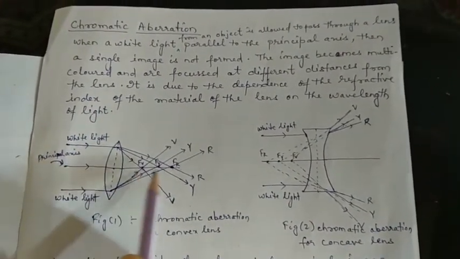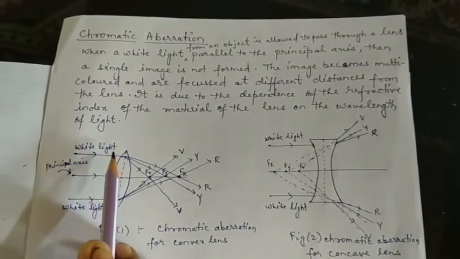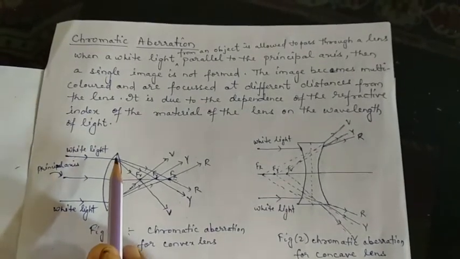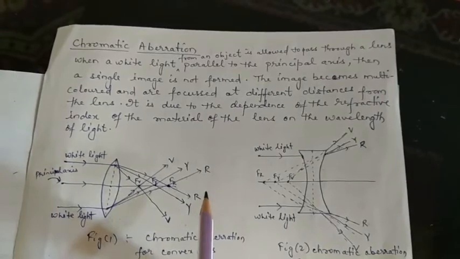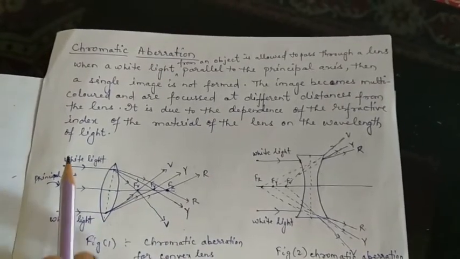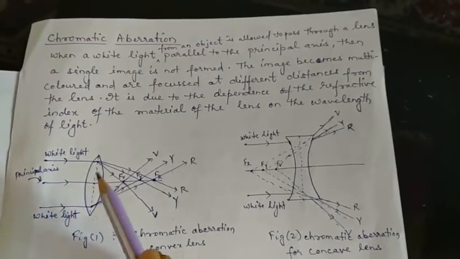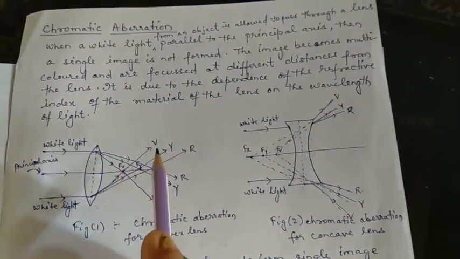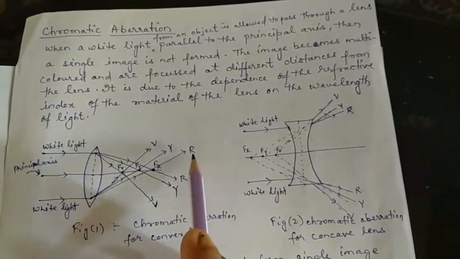So this is the principal axis of the lens. This is your white light. When incident on the lens, they get converged to different focal points. As we know, white light consists of 7 different colors. So here there are two extreme colors I have shown, that is violet and this is red.